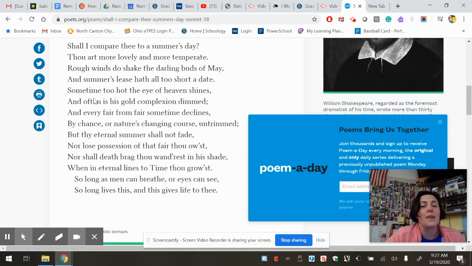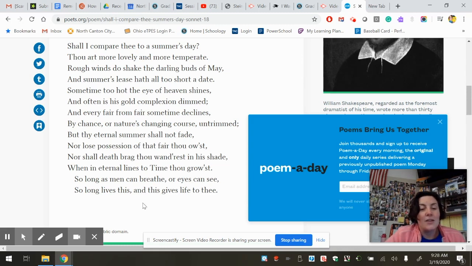Second idea, second quatrain. Here are some more problems with summer. Sometimes it's too hot. Sometimes it's too dark. Everything that is beautiful sometimes declines, and summer will eventually end. Again, these are things that suck about summer. Second idea. Third idea: but your eternal summer will not end. You will not lose your beauty. Death shall not brag that it has you in its shade, because of these eternal lines. So this is a new idea, talking about you and how you are better than summer.